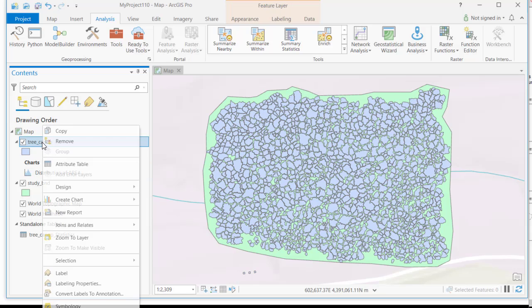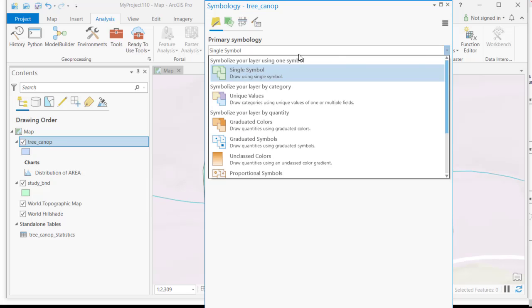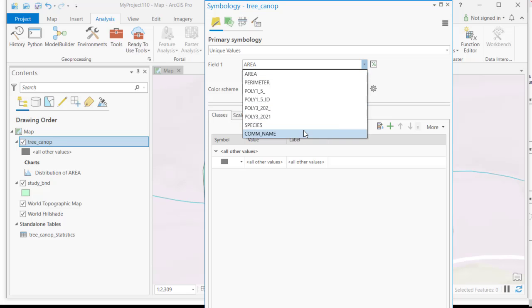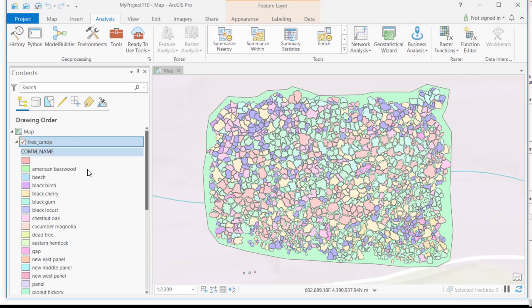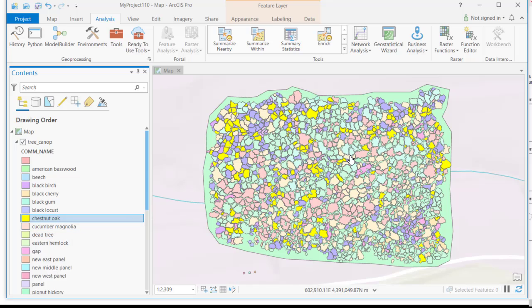And it's also important to come in here and you can do a symbology to look at this distribution as well. So maybe instead of a single symbol, I want to do unique values. And for the unique values, we use those common names. And you get an idea of the distribution that way. So if there was a particular species you just kind of wanted to look at to see what this looked like, let's just say I change this to a color like that. You can see those chestnut oaks.